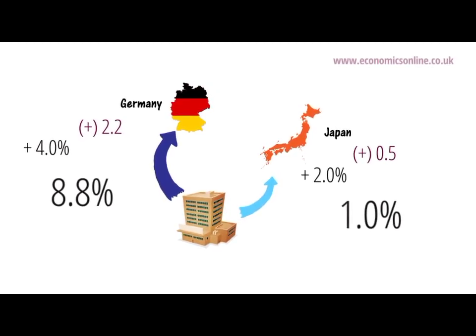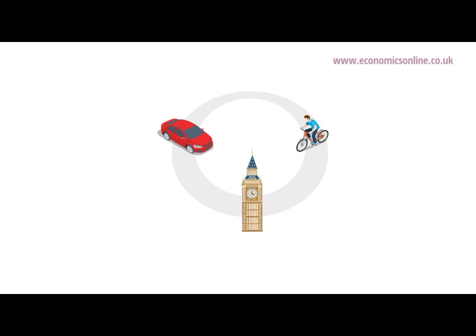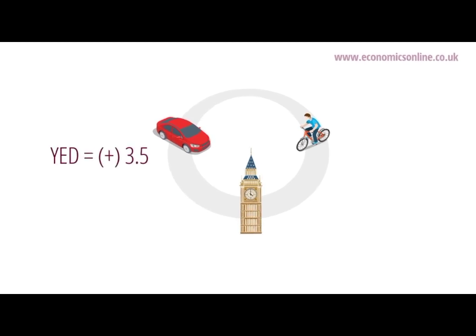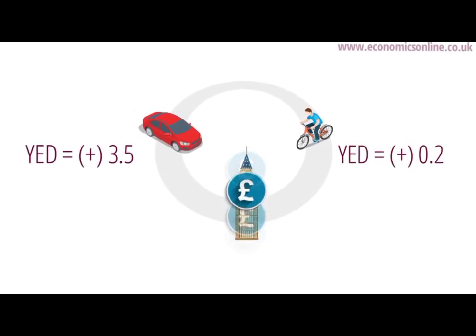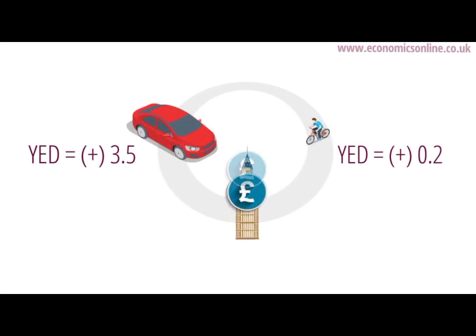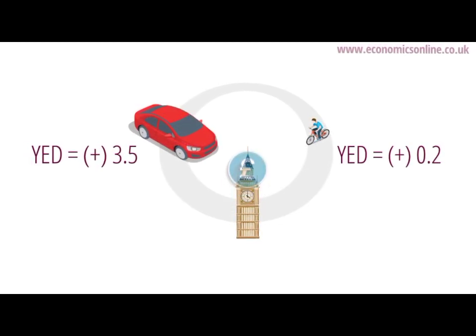Similarly, governments will take into account YED for public goods and merit goods. For example, if the YED for motor vehicles is 3.5 and for cycles is 0.2, then, as national income grows, demand for road space will grow, with demands for roads increasing more than for cycle lanes.